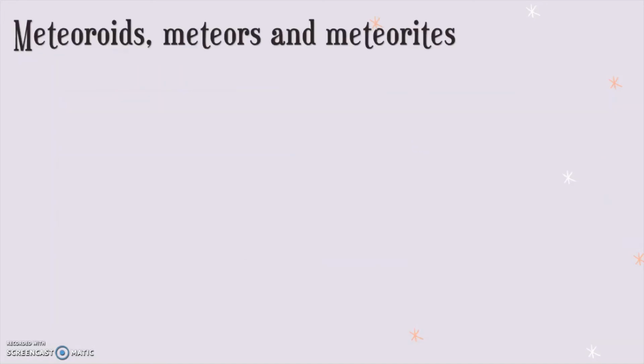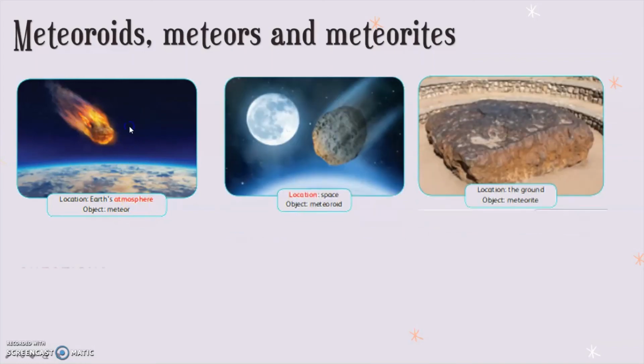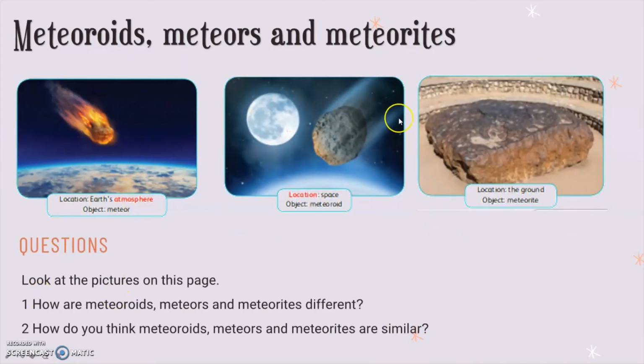We talk about meteoroids, meteors, and meteorites. Now, what makes them different? Look at this picture. You can open your book, page 160. I have the question. How are meteoroids, meteors, and meteorites different? What makes their difference? And the second, how do you think meteors and meteorites are similar? What makes them different and what makes them similar?